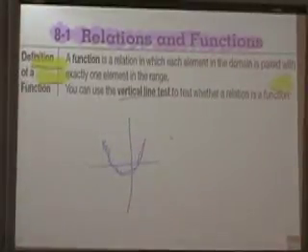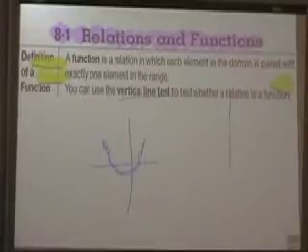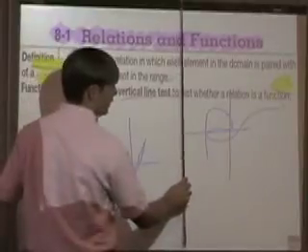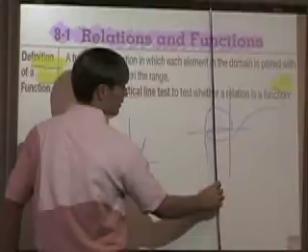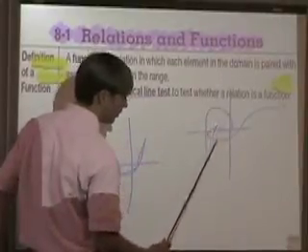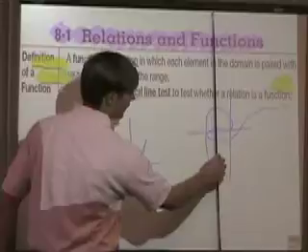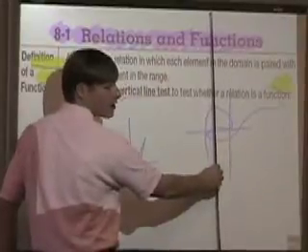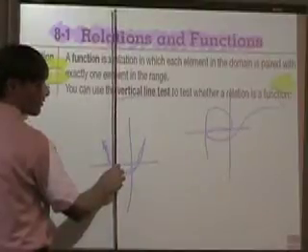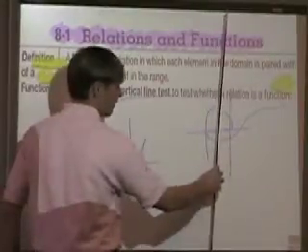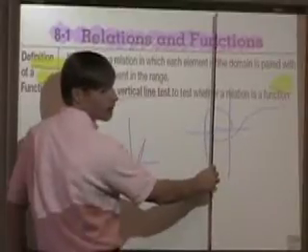Now, if you have a graph like this, watch it. As I take this across, does it connect more than once here? Yes, it does. It connected 1, 2, 3 different times, right? So it's not a function. Does this connect more than once? No, so it is a function. Does this connect more than once? Yes, so it's not a function.